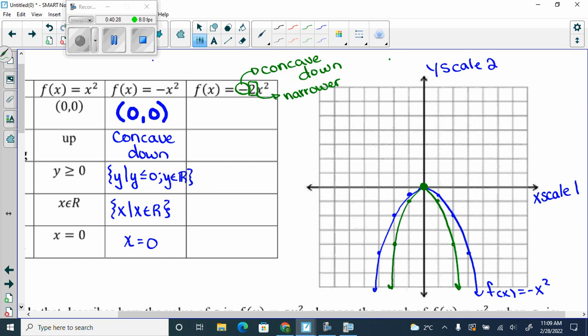So what's my vertex at? Same, 0, 0. It's concave down. Does anything else change? The graph is y is less than or equal to 0, x equals 0. So it just made it narrower and down, right? But narrower or wider doesn't change any of the things that I'm talking about. So it's going to be y such that y is less than or equal to 0, x such that x is an element of the reals, x equals 0.